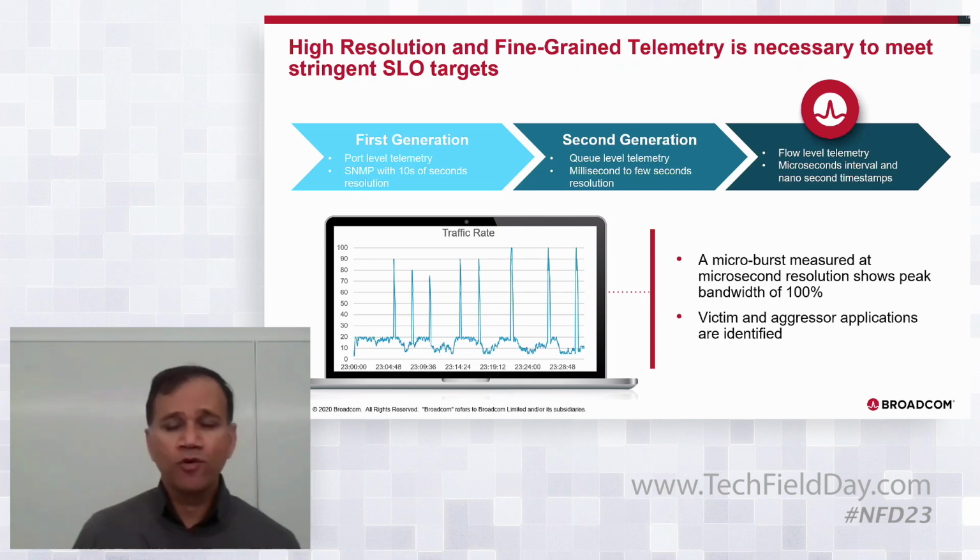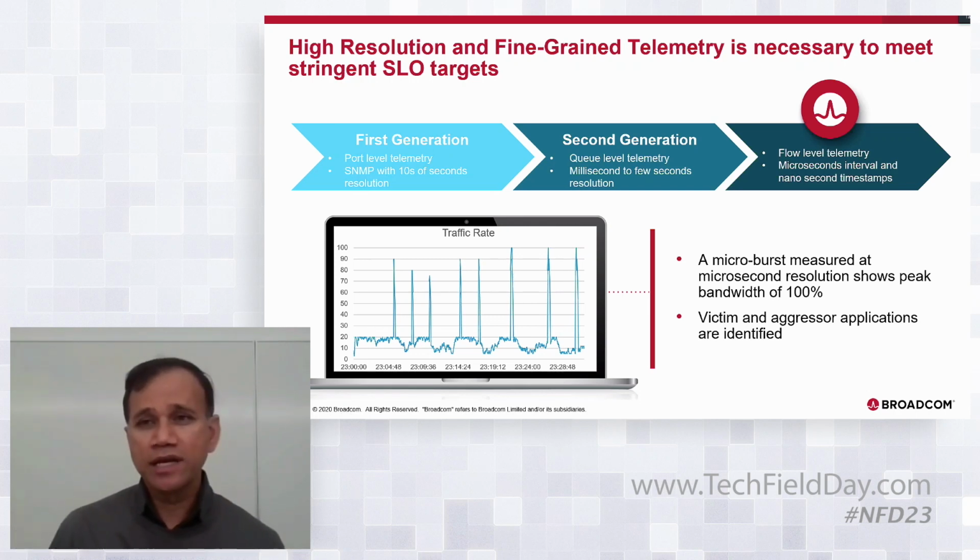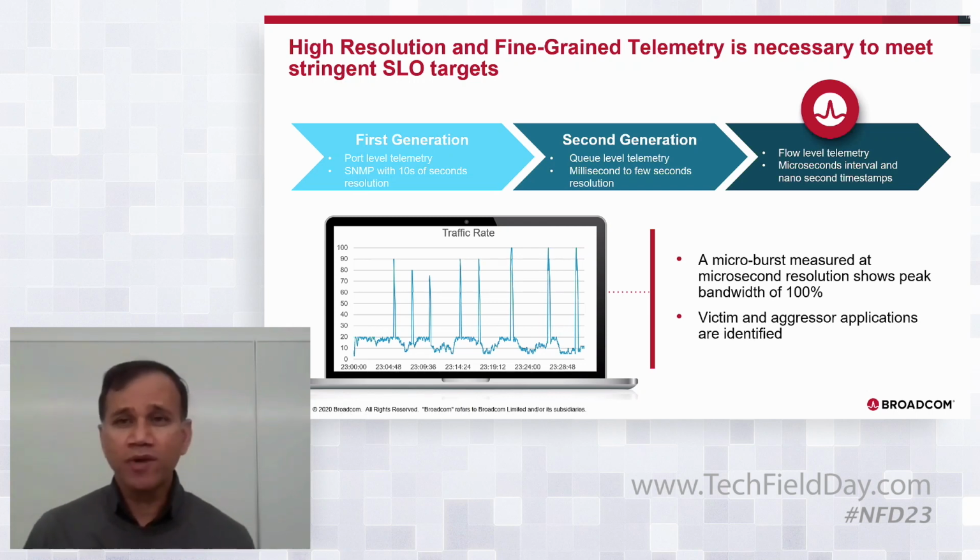BroadView Plus offers flow level telemetry. Flow level telemetry meaning you have visibility down to conversations. So for each conversation, you can figure out what the traffic rate is and what the latency is. And then streaming-wise, you can stream the data at microsecond level.